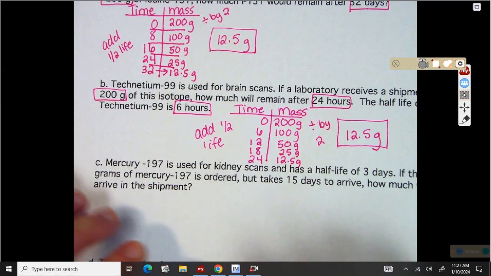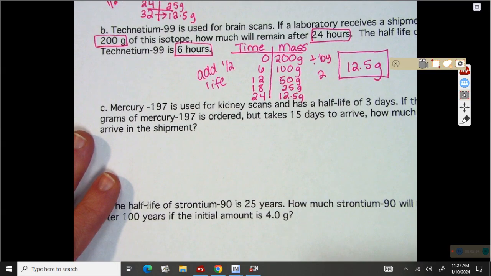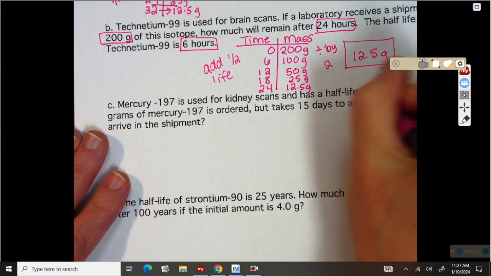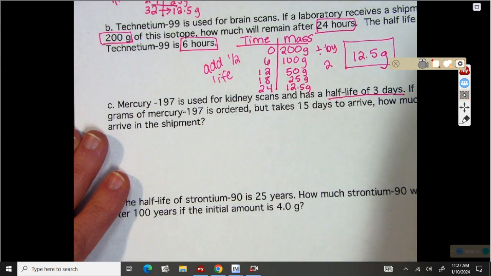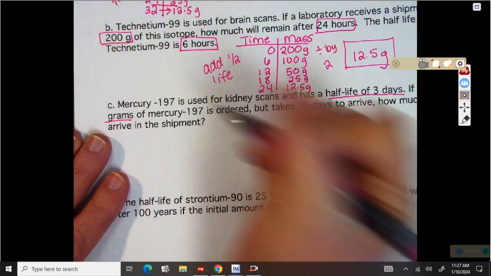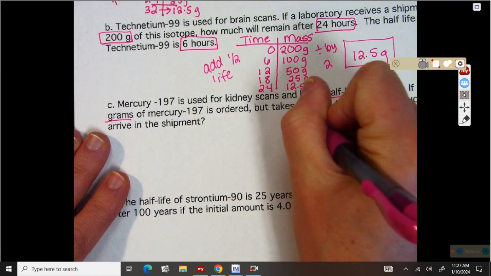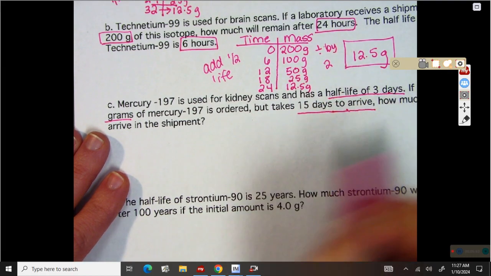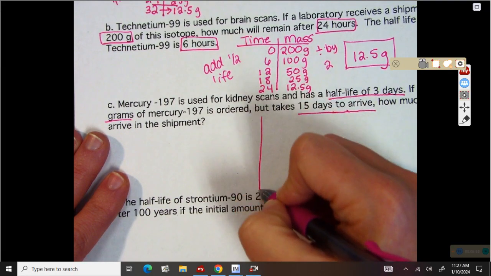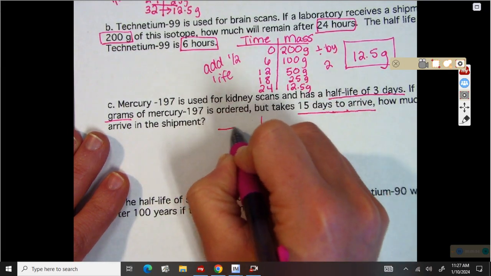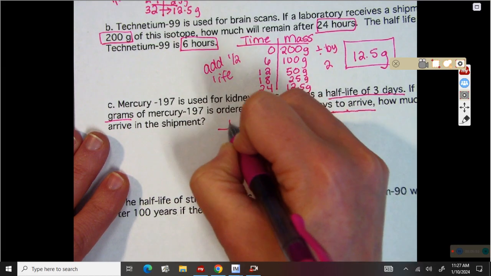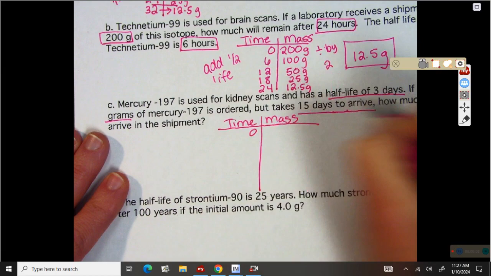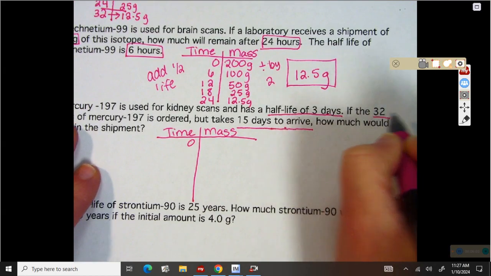Okay, so let's look at a different example. Mercury-197 is used for kidney scans. It has a half-life of 3 days. We have 32 grams of mercury ordered, but it takes 15 days to arrive. So here they give us our starting time and our ending time and our starting mass. We want to know how much is going to make it after it takes 15 days to get there. So we have our starting time, 0. Our starting mass is 32 grams.